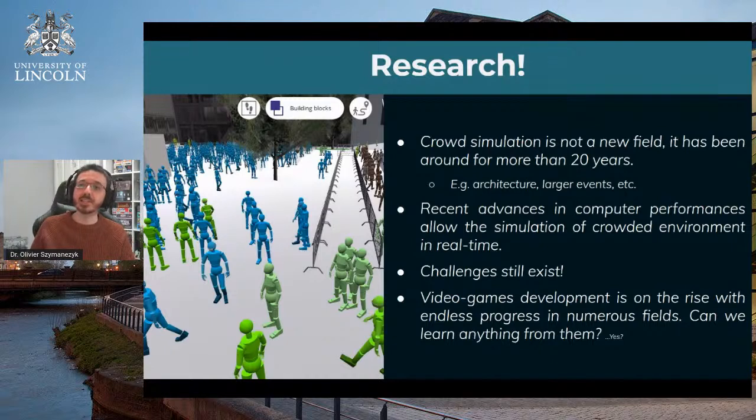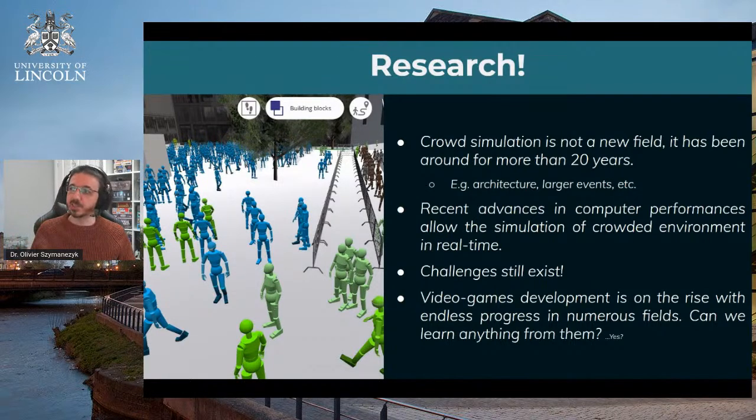Back to crowd simulation. Crowd simulation is not a new field, and it's been around for more than 20 years. For instance, it's been used a lot over the last 20, 30 years, even in architecture, that you create a building and plan a building. You've got to plan ingress route, egress route, so basically escape route, people who are coming in and out. And you've got to make sure everyone can leave the building as safely as possible.